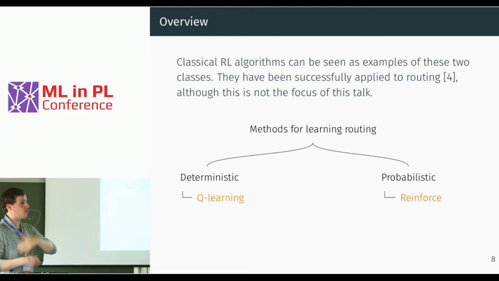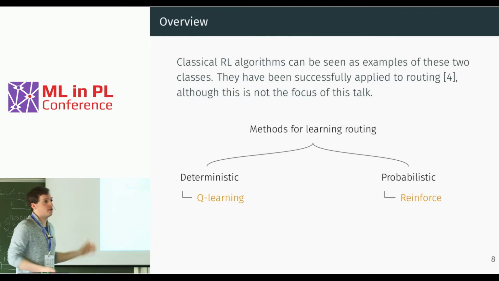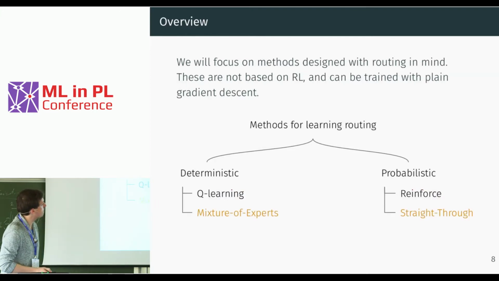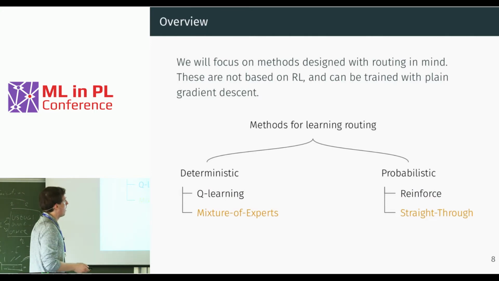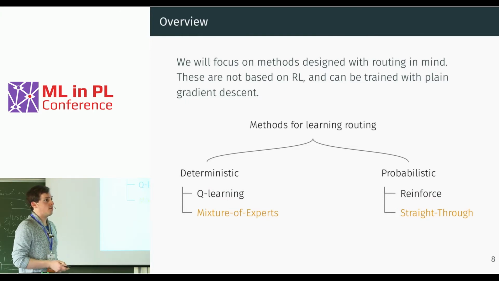So there will be no reward, nothing like that that we have to design. It will be just running plain gradient descent, but somehow squeezing the gradient through the parts that are hard to get gradient through. There will be some approximations, but it will be standard gradient descent. So these are the two methods that I will cover. One of them is mixture of experts, which is sort of value-based. The other one will be the family of straight-through gradient approximators. I think it was already mentioned in some of the previous talks.